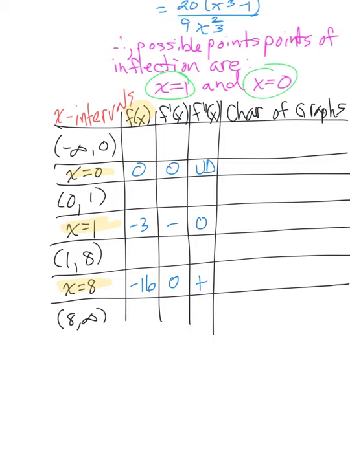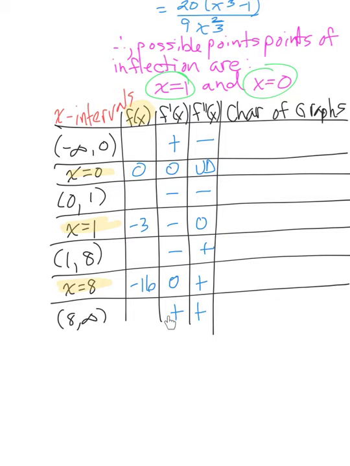So from negative infinity to 0, I'm going to plug in negative 1. I get a positive value for the first derivative and a negative for the second. Between 0 and 1, I'm going to have to substitute in 1/2. And so I get negative and negative. And between 1 and 8, I'll probably substitute in 2. And if I do that, I get negative and positive. And then in the last interval from 8 to infinity, I'll substitute in 9. And I get a positive and a positive.